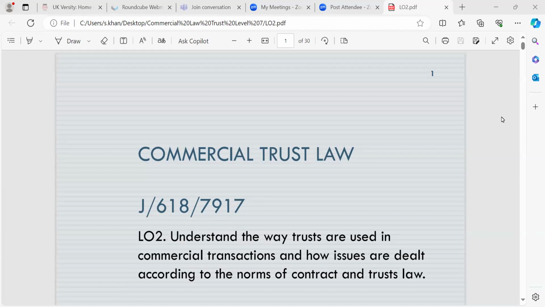We also looked at the rights of beneficiaries, so the right to trust property, the right to information, and the right to enforce the trust. We then went on to look at their rights to inspect documents, the right to sue, and the right to benefit. We then looked at 1.2, which was to understand the functions of a trust device.